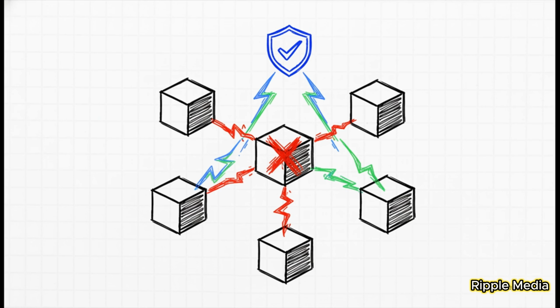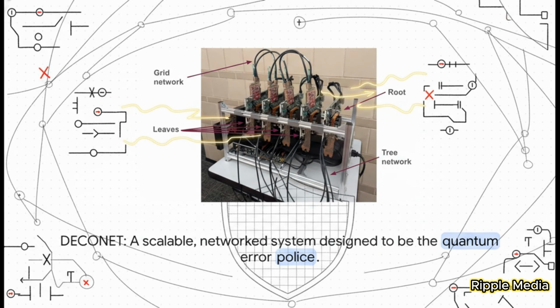So what you need is something that can find and fix those errors basically instantly before they can spread. You need a real-time immune system for your quantum computer. Or, I kind of like this analogy better. You need the quantum internet's error police. And believe it or not, that system is actually being built.